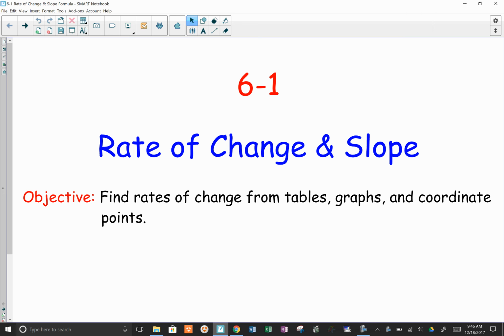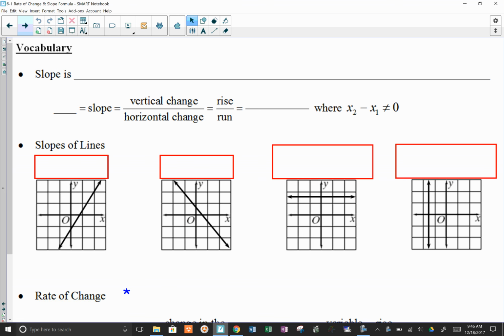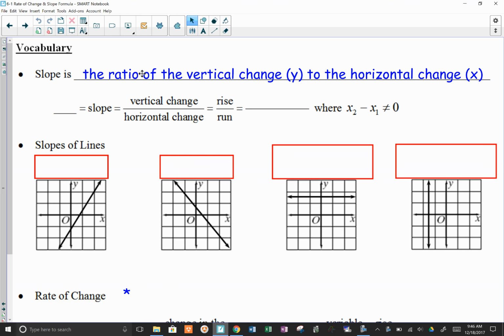6.1, rate of change and slope. Slope is the ratio of the vertical change to the horizontal change. Ratio means it's a fraction. So we use the letter M to represent slope. Again, vertical change over horizontal change, which is sometimes called rise over run.